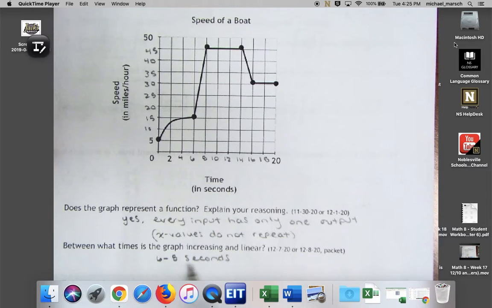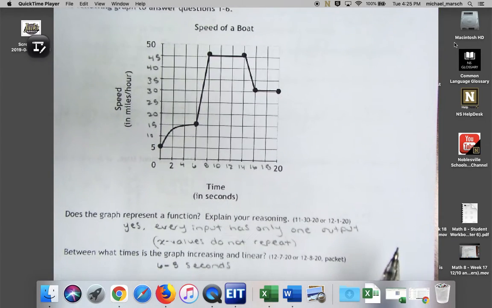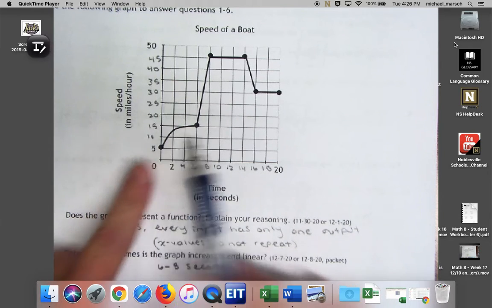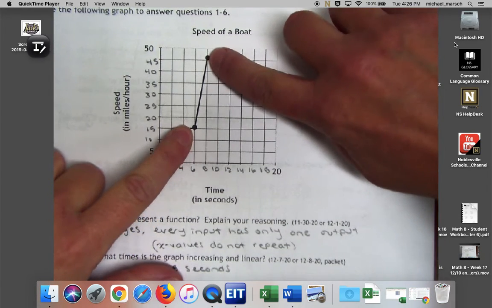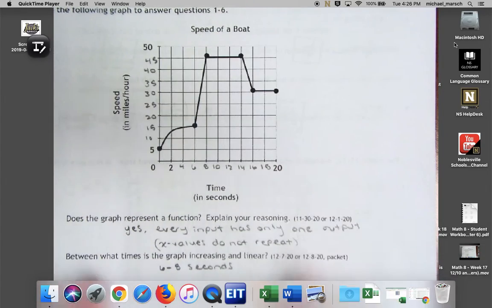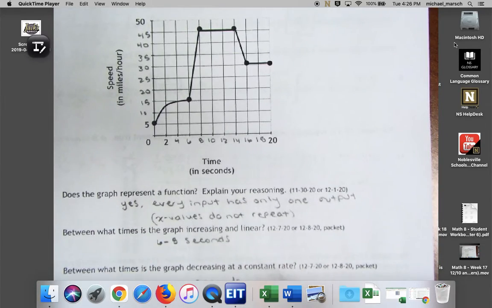Between what times is the graph increasing and linear? So I'm looking for an increasing straight line. So when I go across here, I see right here between 6 and 8 minutes, or 6 and 8 seconds, it is increasing and a straight line. So that would be my answer there.